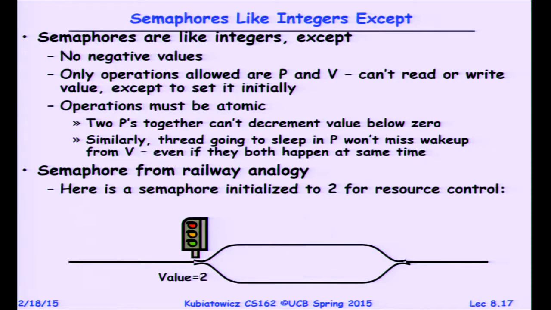Ready? Okay, there's the train. Here comes train number 1. A P goes to 1. Next train takes it to 0. Third train can't move. It's stuck. When a train executes V, it increments from 0 to 1, but only long enough until we release the guy waiting and we go through. Okay, that's a semaphore in all its glory.